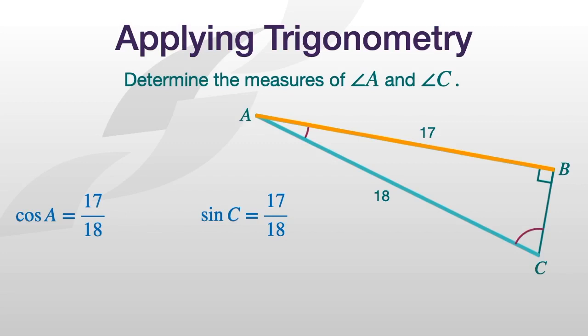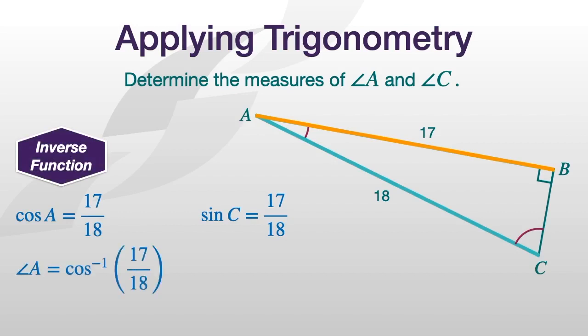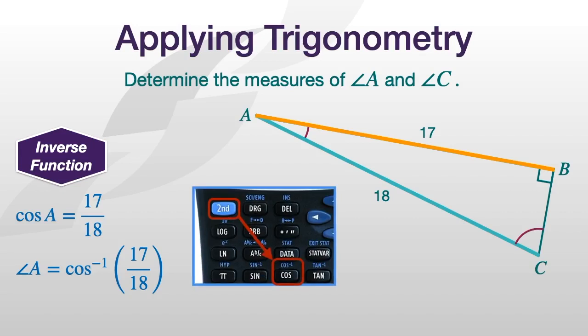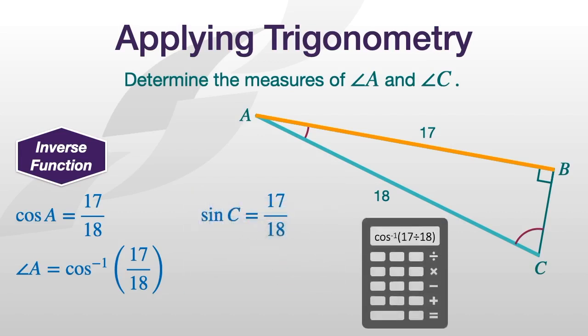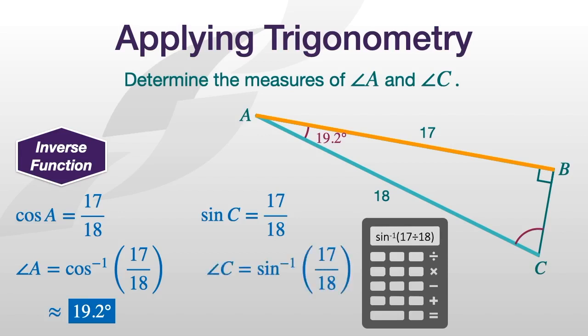To solve for angle A, we use what is called the inverse function, which looks like this. The -1 in this case does not represent an exponent, but simply the inverse relation. When using a scientific calculator, one usually needs to use an inverse key or second function key. Calculating the inverse cosine of 17/18 gives us that the angle is approximately 19.2 degrees. To solve for angle C, we calculate the inverse sine of the ratio, which is approximately 70.8 degrees.